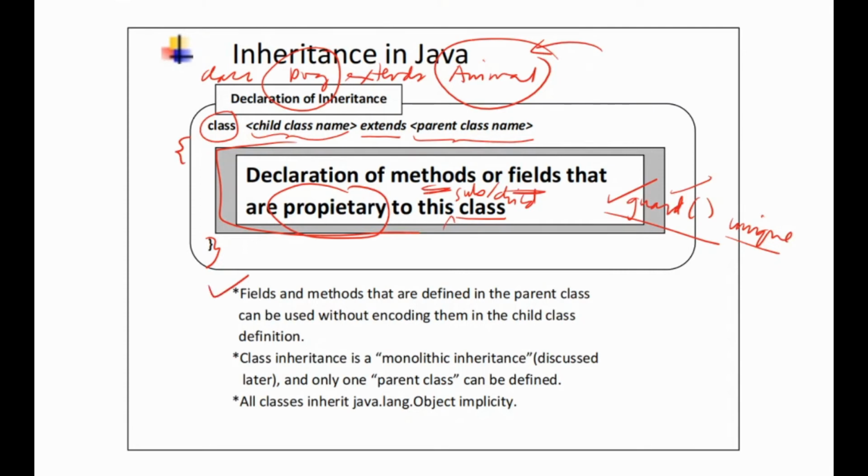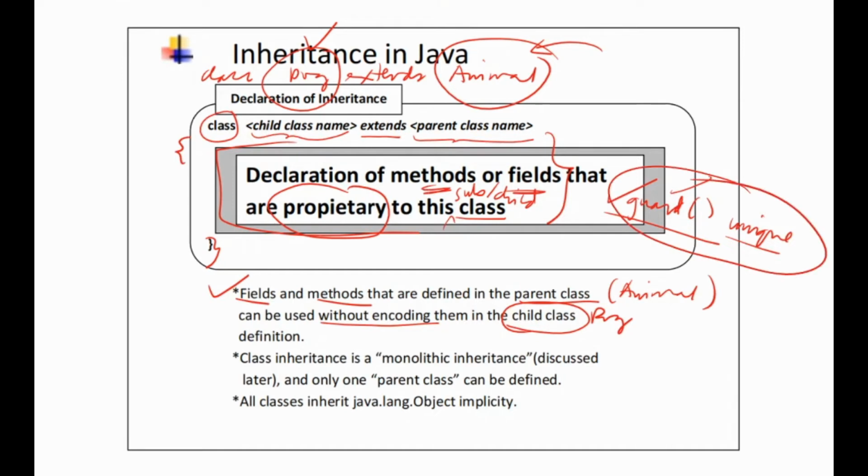So take note that the fields and methods that are defined in the parent class, like in our example, Animal, can be used without explicitly encoding them in the child class, in Dog. So what we encode here when we define the child or subclass Dog are only those proprietary methods and fields.